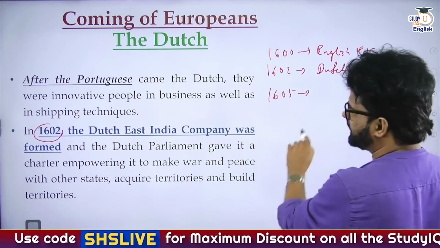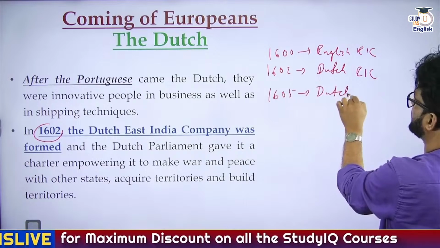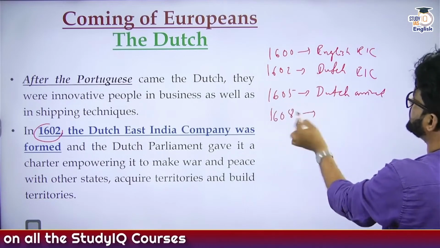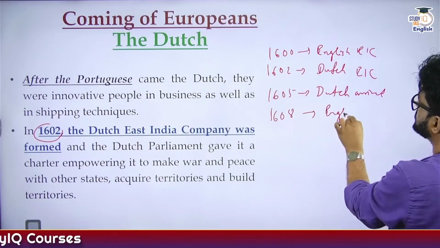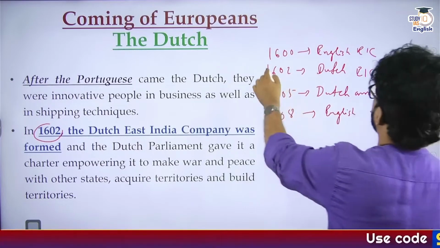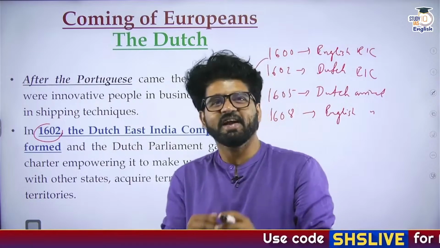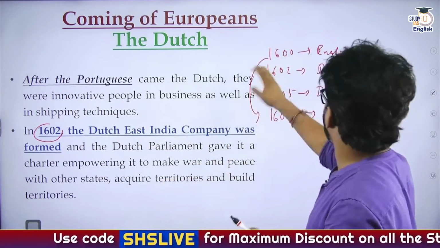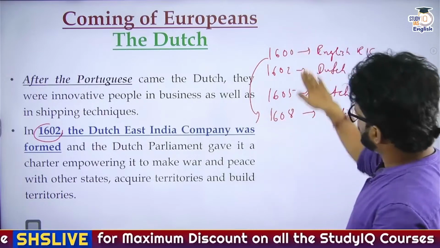In 1605, the Dutch people will come here. The Dutch arrived, and in 1608, the English EIC people will come. So they were a little, maybe they were suffering from some complacency. Whatever happened, they arrived late. So this chronology you have to remember.